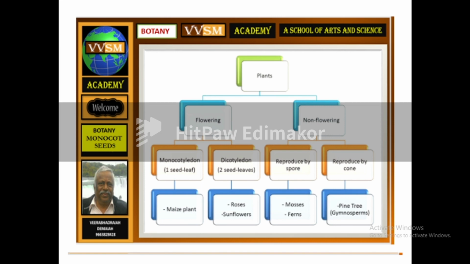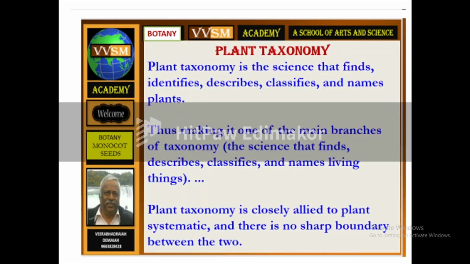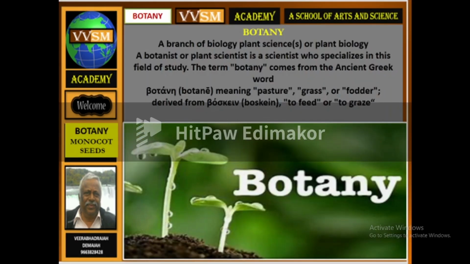The plants are classified into the flowering and non-flowering plants, and the flowering are further classified as follows, and the non-flowering as follows. Plant taxonomy. Plant taxonomy is the science that finds, identifies, describes, classifies, and names plants, thus making it one of the main branches of taxonomy. The science that finds, describes, classifies, and names living things. Plant taxonomy is closely allied to plant systematics, and there is no sharp boundary between the two.